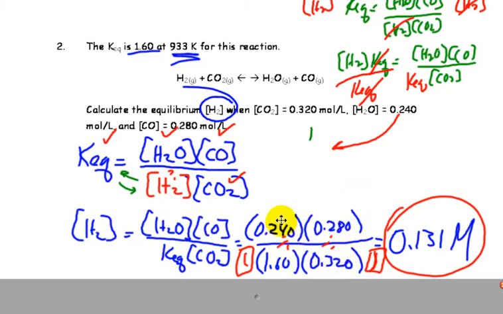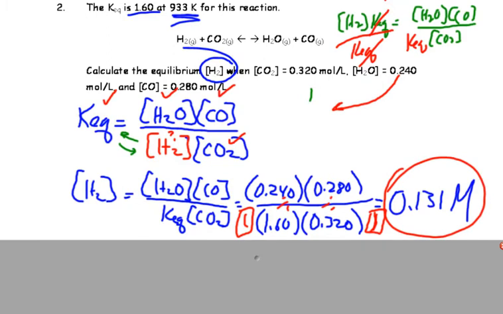Be very careful with this question. 0.240 times 0.280 divided by each of these. Now if you just want to do it in one step, press divided by, start bracket, 1.6 times 0.320, end bracket, because otherwise your calculator will be thinking that you're multiplying by this on top. So be careful. Type in your calculator. Make sure you get 0.131 molar as a result. If you don't get that, call me over and I'll see where you may have gone wrong on your calculator.